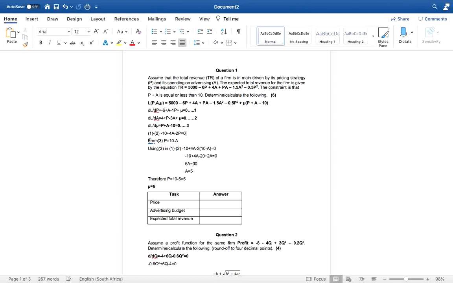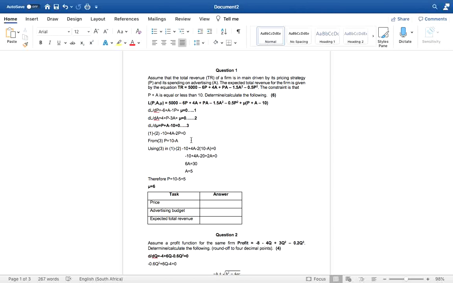And then you're going to get partial derivatives of the Lagrange function in terms of your price, advertising and mu. So the first equation there, when we derive it in terms of P, this is what we get: minus 6 plus A minus P plus mu. And then when you derive it in terms of A, we're going to get 4 plus P minus 3A plus mu is equal to 0. And then deriving the function in terms of mu, we're going to get P plus A minus 10 is equal to 0.